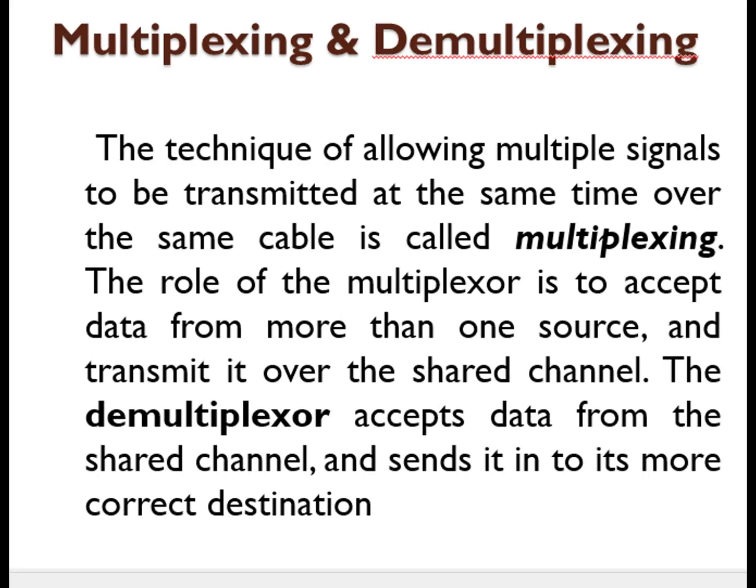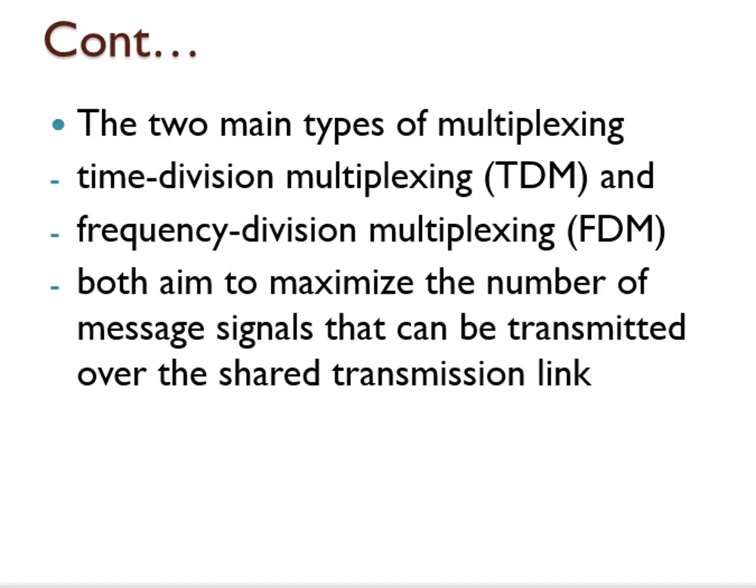Multiplexing and demultiplexing. The technique of allowing multiple signals to be transmitted at the same time over the same cable is called multiplexing. The role of a multiplexer is to accept data from more than one source and transmit it over the shared channel. The demultiplexer accepts data from the shared channel and sends it to its correct destination. Cont. The two main types of multiplexing, time division multiplexing, TDM, and frequency division multiplexing, FDM, both aim to maximize the number of message signals that can be transmitted over the shared transmission link.